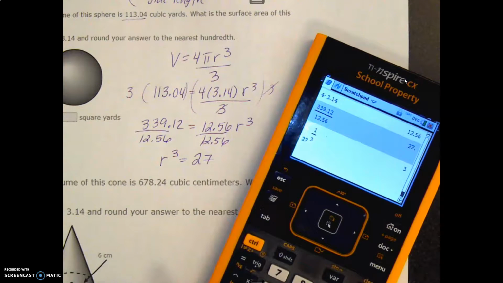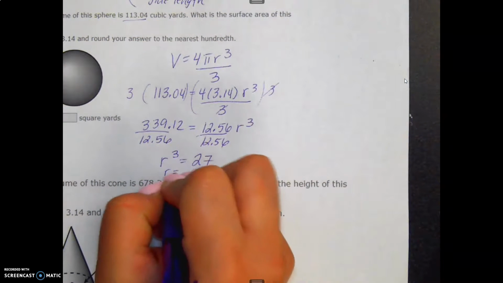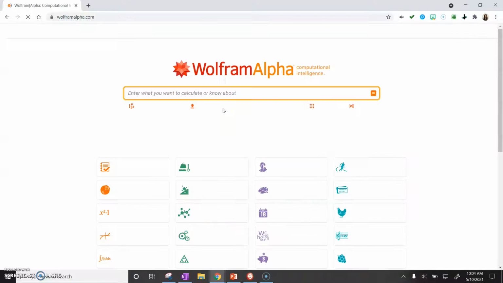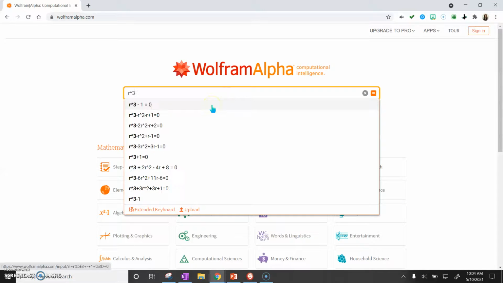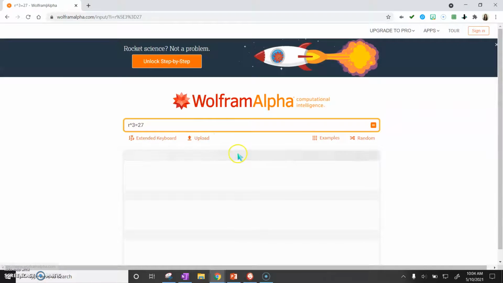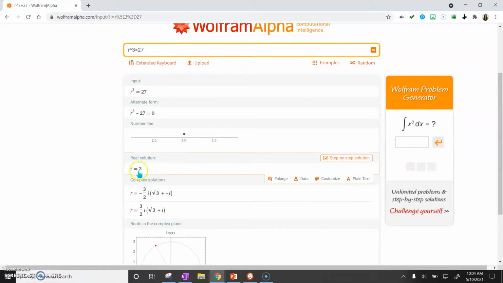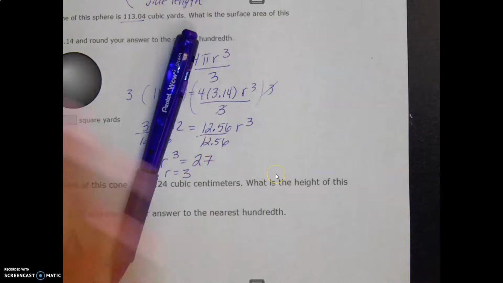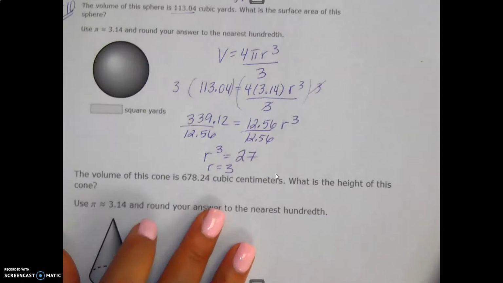All right, you can plug this into Wolfram Alpha if you'd like, but you have to know what to type in. So in Wolfram Alpha, you would say r cubed equals 27. And it would solve for r. R is equal to 3, because 3 times 3 times 3 is 27. 3 times 3 is 9. 9 times 3 is 27. All right, but we are not done.